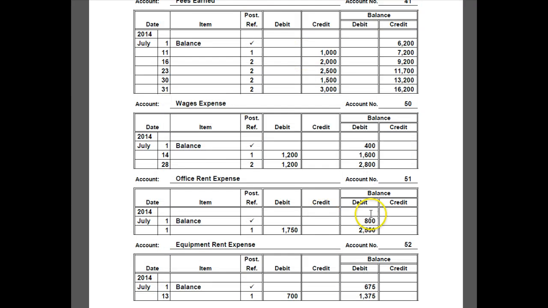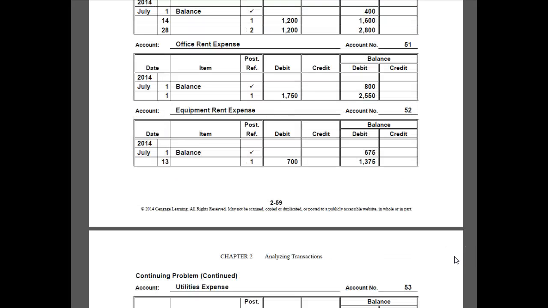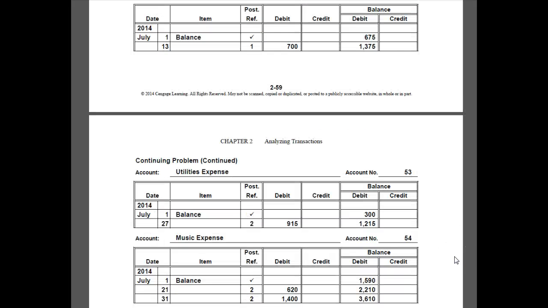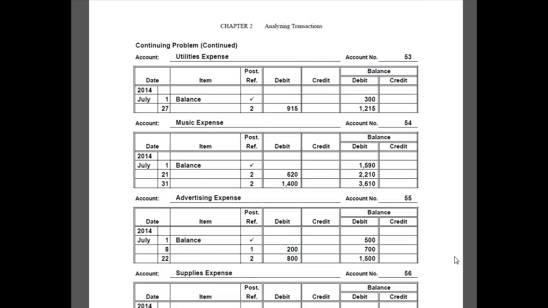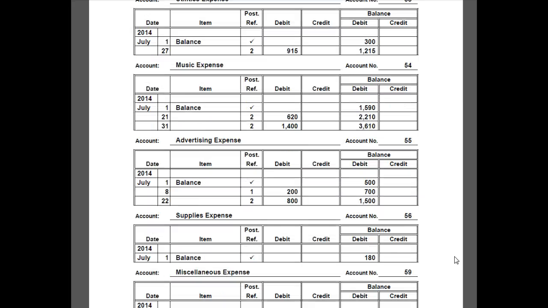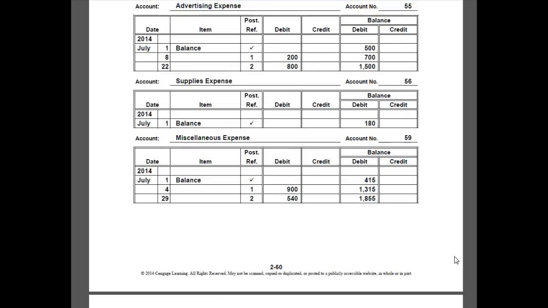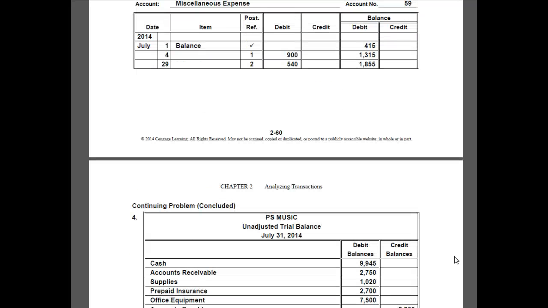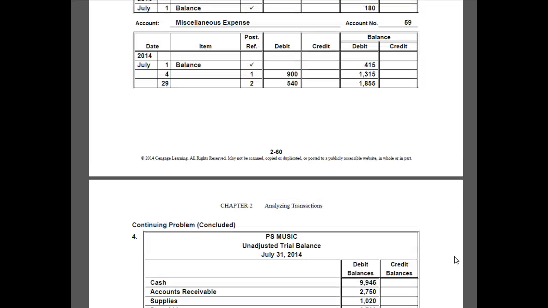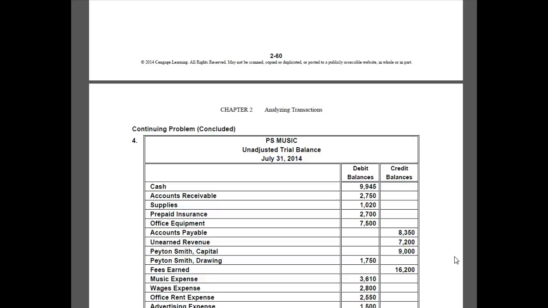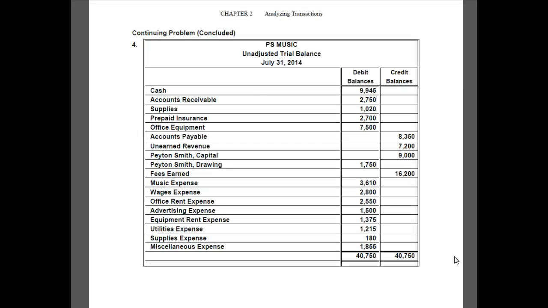Now here are your expense accounts. You'll see where you've got your debits. Most of these will come out of your cash, the other side. Utilities expense, miscellaneous expense, we remember talking about all of those when we journalized them. And finally, we're at the end of the month, and I want to know what I've done. So I go back through my general ledger, and I create what they call an unadjusted trial balance. These are the balances after all of those transactions that I journalized.